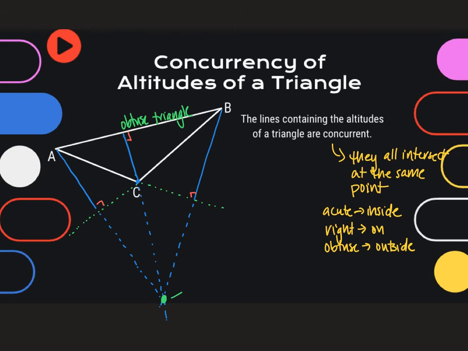But notice that you will still have that point of concurrency. And your point of concurrency for altitudes is called an orthocenter.